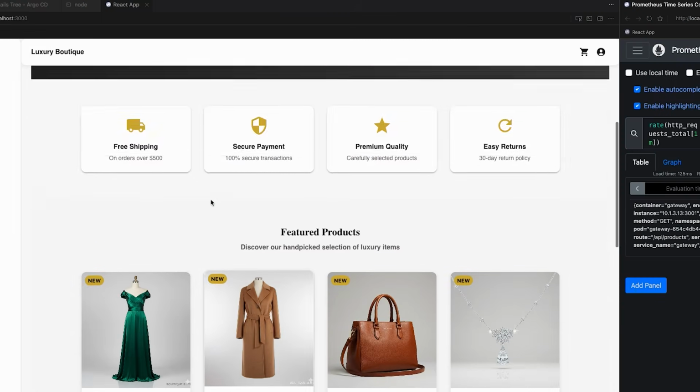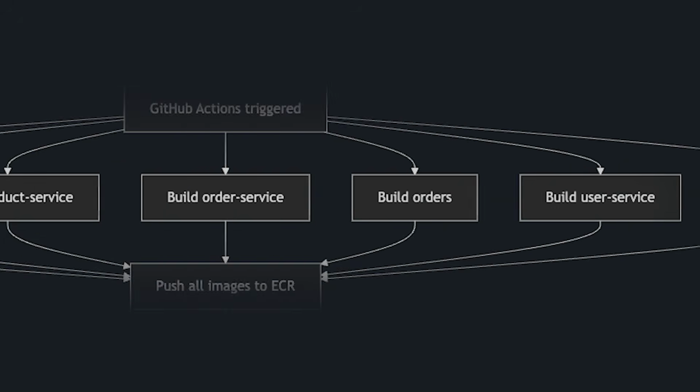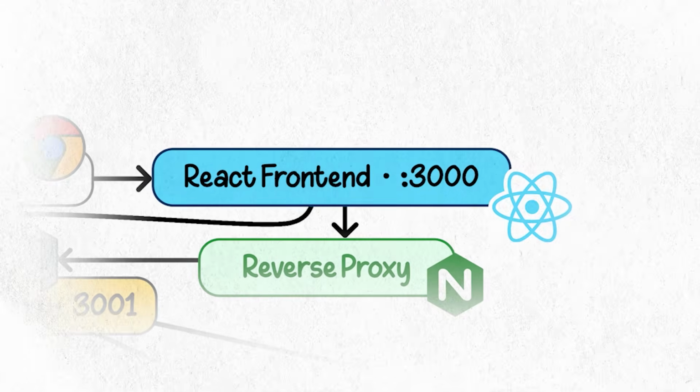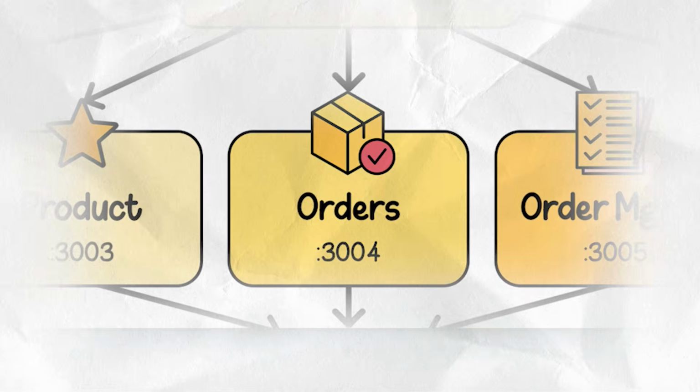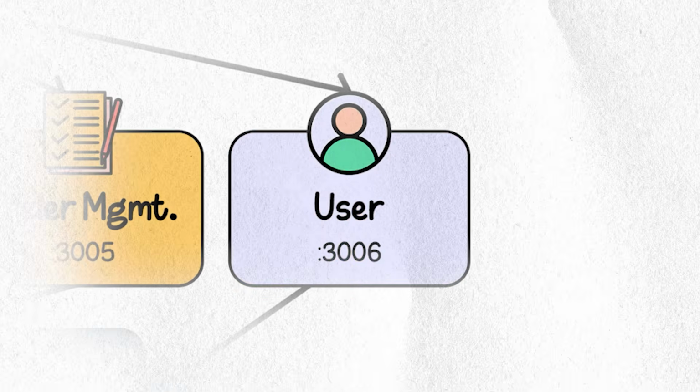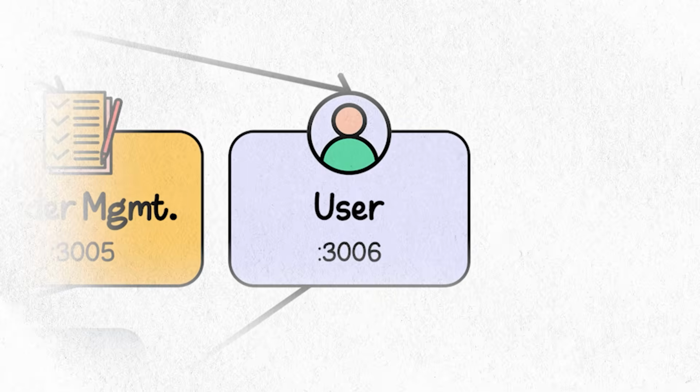Let's dive in. This application is a boutique e-commerce application with 7 microservices. Each service handles a specific responsibility. We have a React front end, an API gateway, a product catalog, order services, and a user management service, which stores all the user records. All these services are backed by a single PostgreSQL instance, which we have split into 4 logical databases.